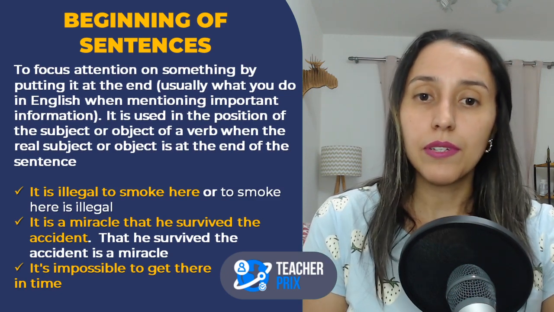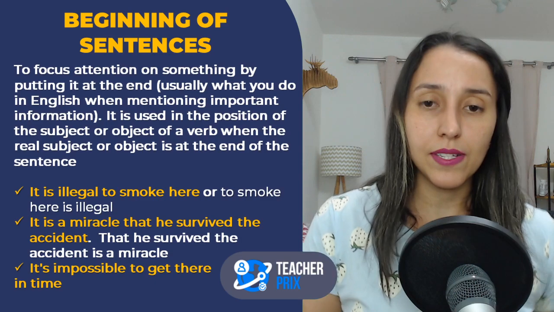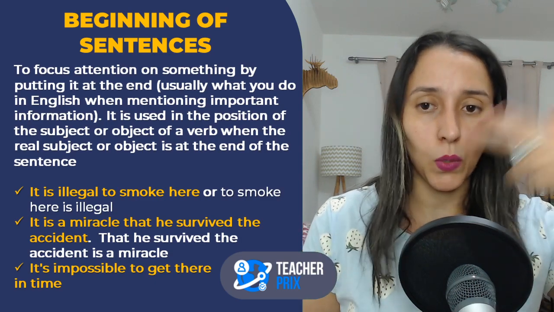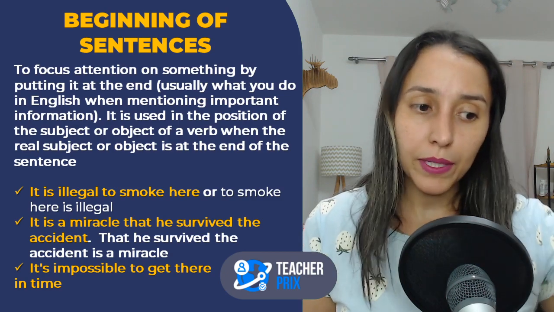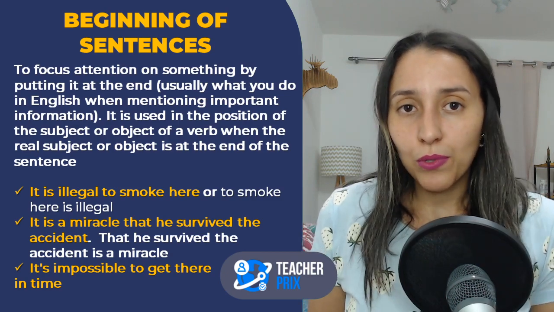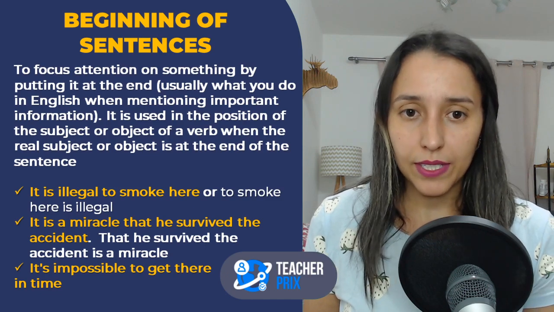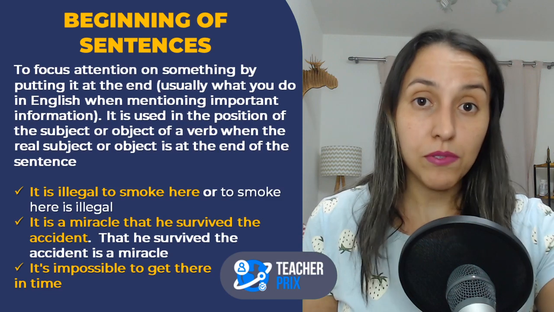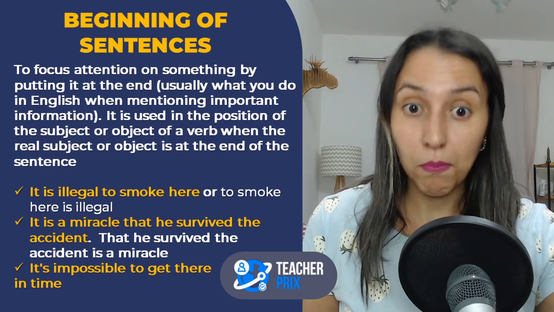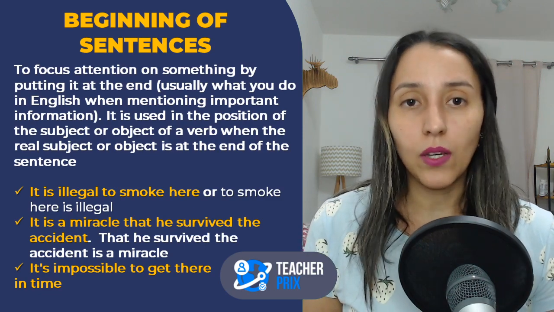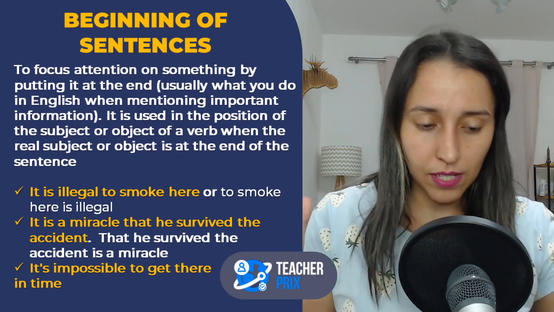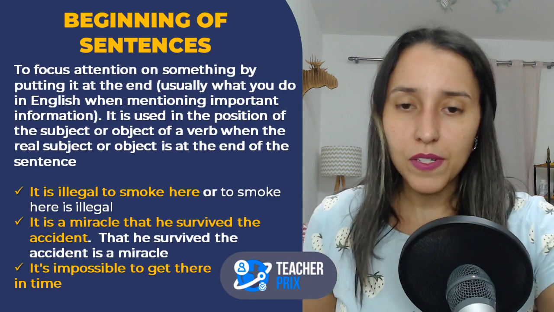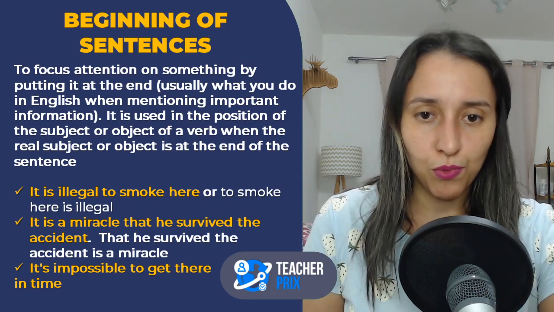Now, it's used in the position of the subject in the beginning. So the subject here is smoking here, okay? But I will put it at the end. So I will use it as the subject, okay? Or object of a verb, when the real subject, in this case, smoking, is at the end. Or the object. This could be a subject or an object. They usually go to the end. These are very specific phrases that I use, okay?